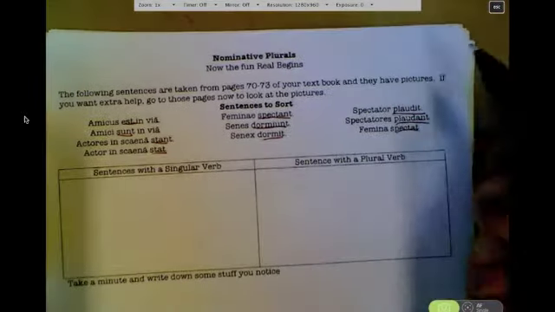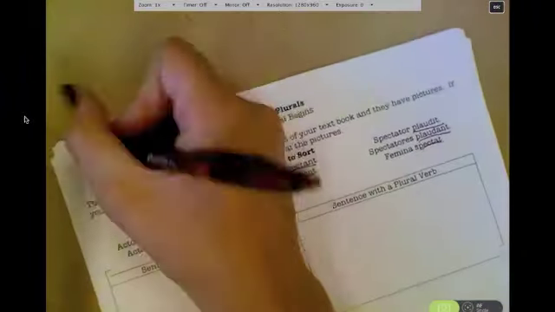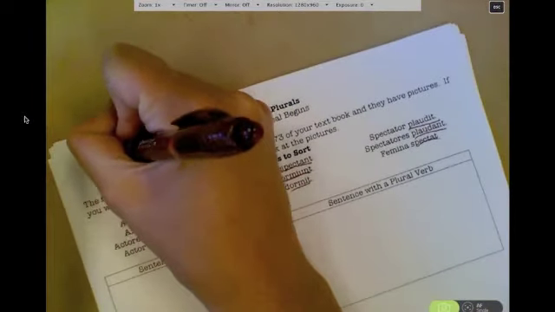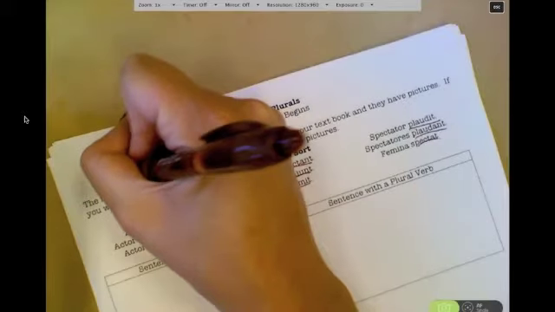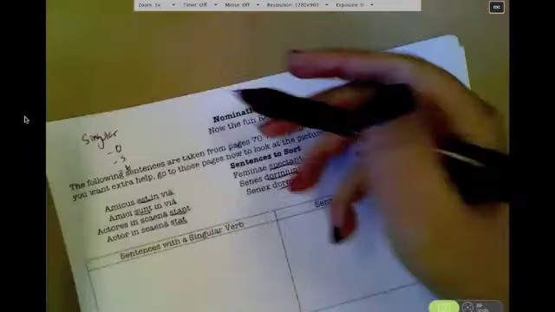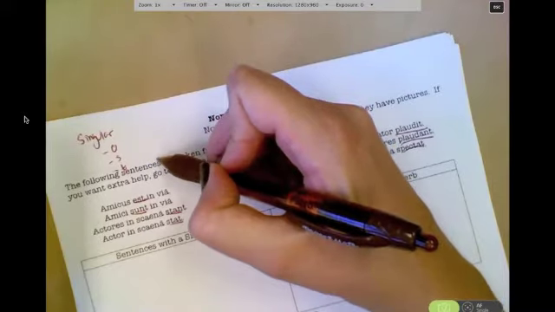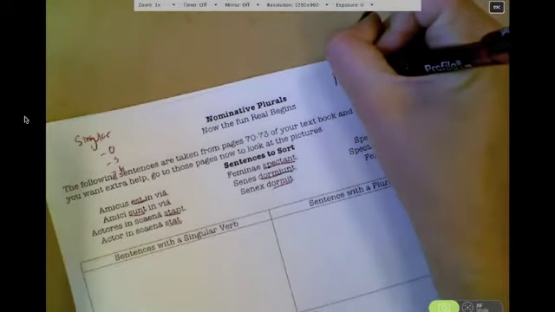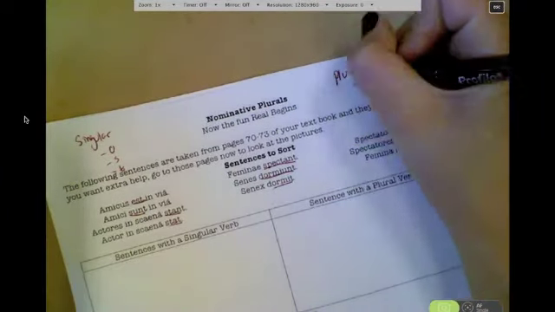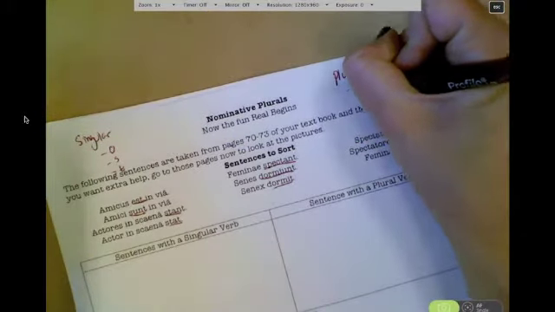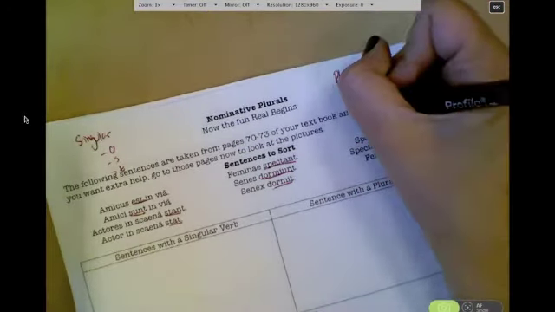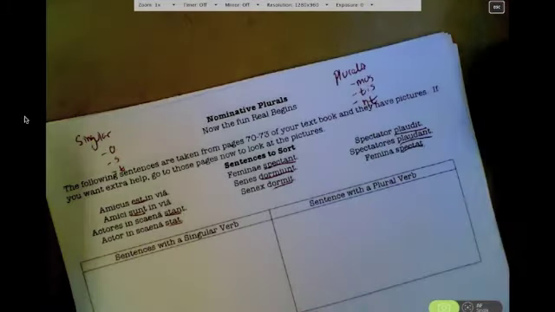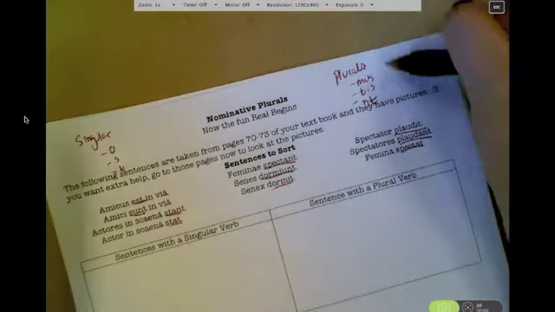So let's review singular and plural verb endings. My singular verb endings are O, S, and T. That means that I, you, or he, she, it is doing the verb. One person is doing those verbs. Your plural verb endings are mus, we; tis, y'all; and nt, they. So this is more than one person doing the verb.